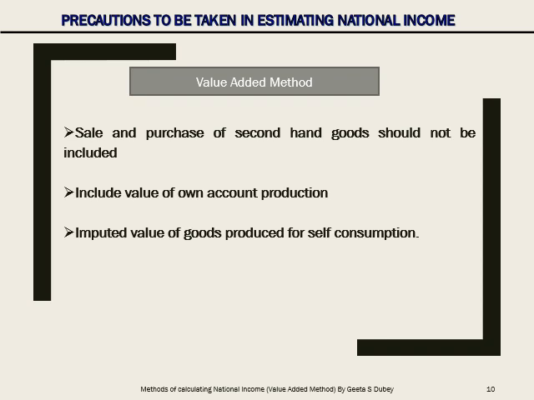Other precautions to be taken while calculating national income by the value added method are: the value of the sale and purchase of second-hand goods is not included in the estimation of value added or GDP, because the value of second-hand goods is already accounted for during the year they were produced. Next, own account production of goods by the producing unit is taken into account while estimating value added, because these goods are like those produced for the market. They are simply not sold owing to the need of the producers themselves.